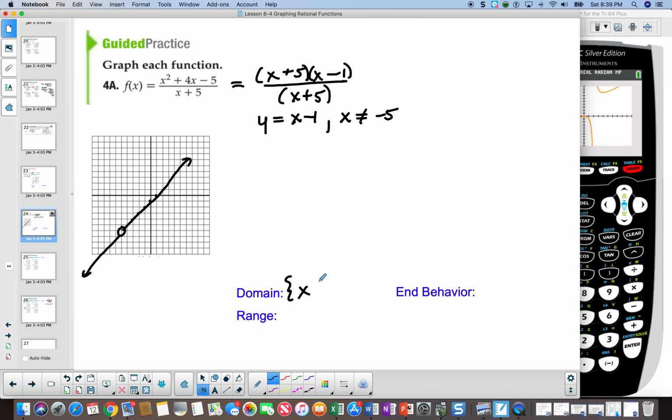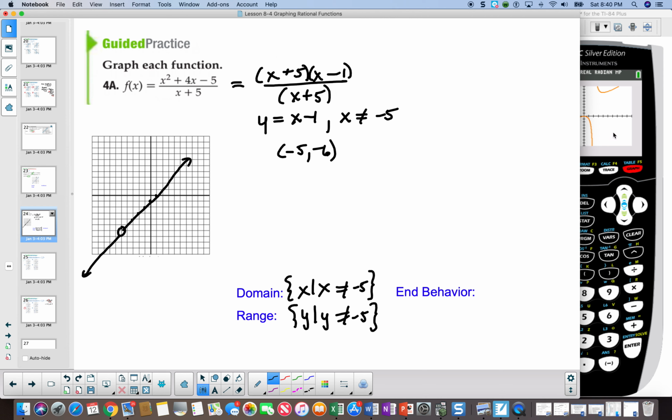Okay, the domain will be x such that x cannot equal negative 5. And then the range, well, what's the y that goes with this negative 5? So if I were to put negative 5 in here, then the point that goes with it is negative 6. And that's the point that I'm not going to get here. So y such that y cannot equal negative 6.